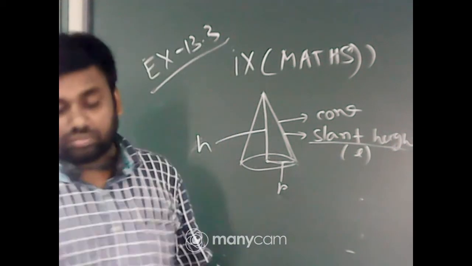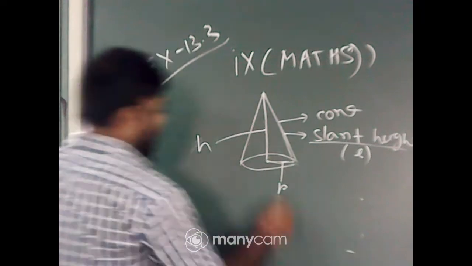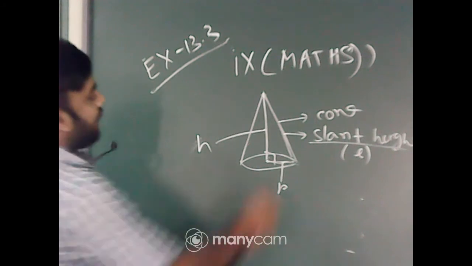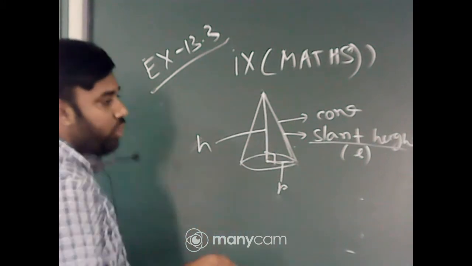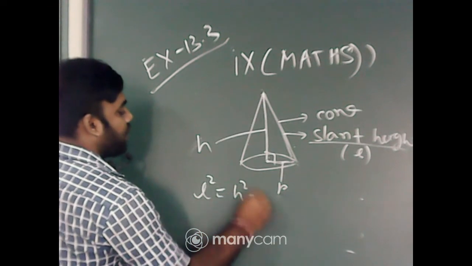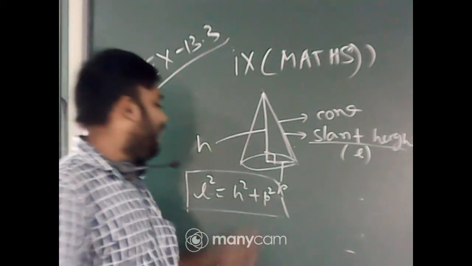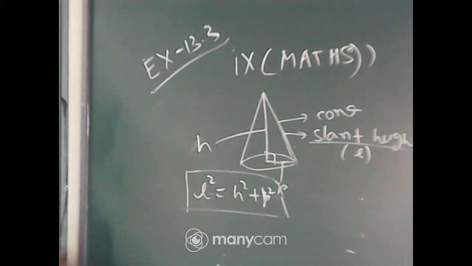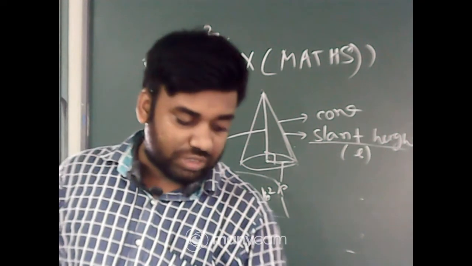So now what is the relation between slant height, radius of the base, and height? That angle is 90 degrees. As that angle is 90 degrees, the slant height can be treated as the hypotenuse. By the Pythagoras theorem, L square equals H square plus R square. Slant height square equals height square plus radius square of the cone. That is the relation between L, H and R. Note it down, it is very useful when we solve the sums.